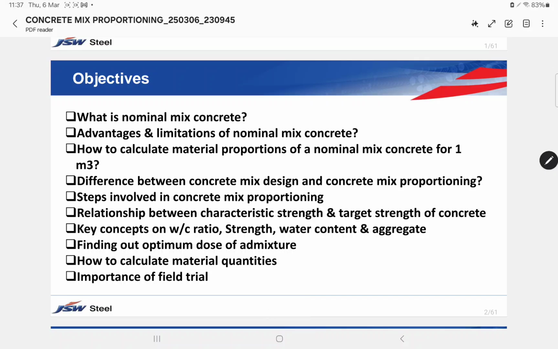First, we will start by understanding what is nominal mix design and what are the advantages and limitations, and then we will know how to calculate the material quantities for 1 cubic meter of concrete for nominal mix concrete, and then the difference between concrete mix design and concrete mix proportioning, and what are the steps involved, then the relationship between characteristic strength and target strength, and some key concepts that we must understand before we go on designing the mix, and how to find out the optimum dose of admixture, and then how to calculate the material quantities, and what is the importance of field trials. So these are some of the objectives of this session.